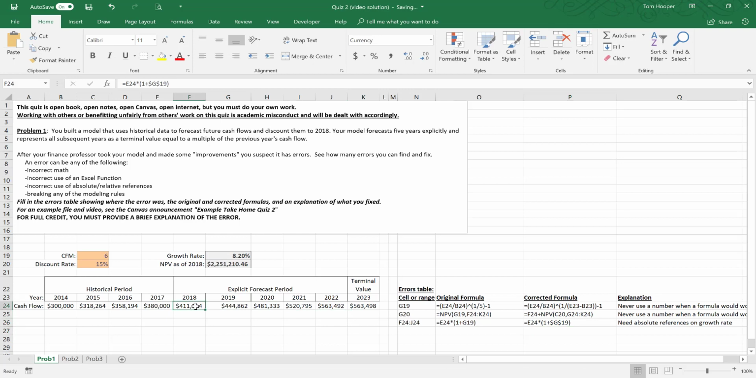And then the only cell we have not checked in this model yet is the terminal value. F2 tells us that we're adding the cash flow multiple to the previous year. We should be multiplying it. So let's copy that.